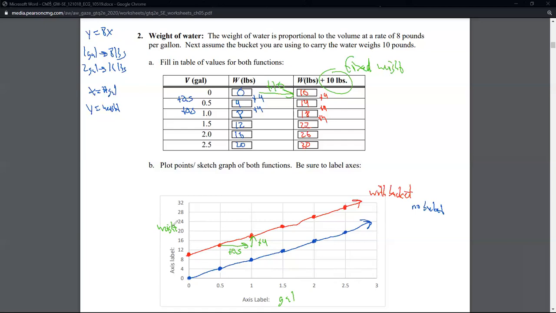Now, I said gallons here and weight here. Technically, some teachers might not like that because one is a unit and one is an actual type of thing. So the gallons would be a volume, and the weight would be in pounds. So you could put gallons versus pounds, you could put volume versus weight. You could mix them up, and I would not care, but some teachers might.